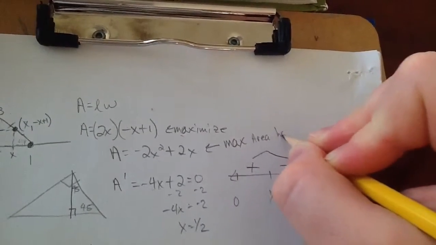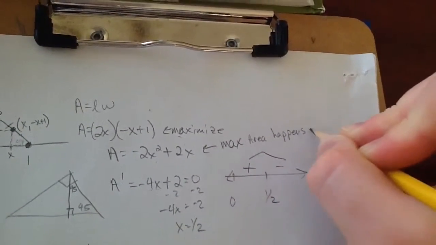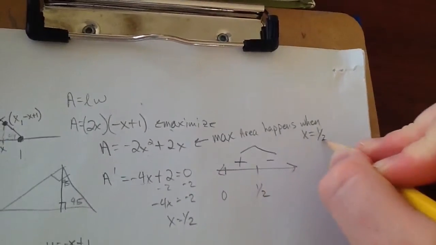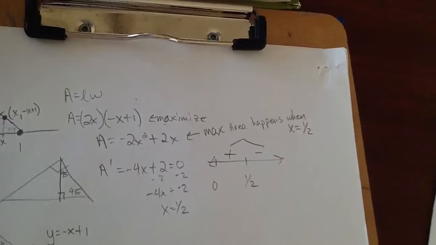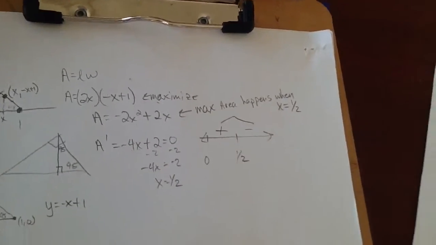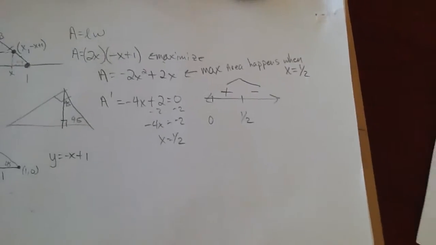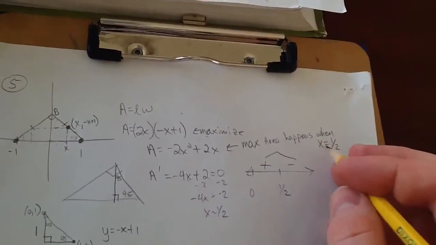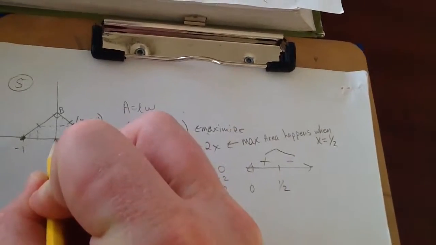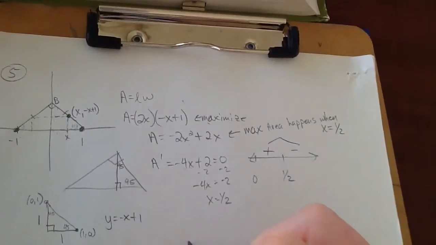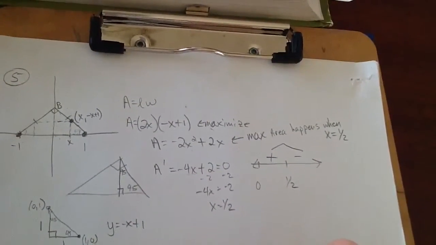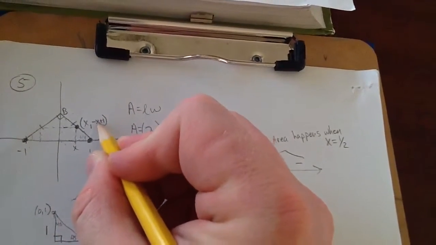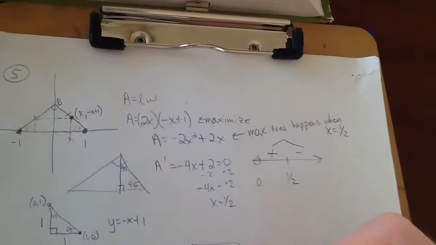So for my area function, my maximum area happens when x equals 1/2. So the question asks for the largest area we can get and the dimensions of the rectangle. Well, we know the dimensions of our rectangle when x equals 1/2. And then my y value would be negative 1/2 plus 1, so that'd be 1/2.